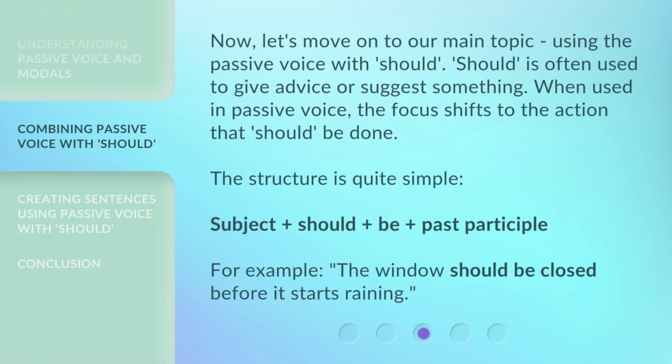Now, let's move on to our main topic, using the passive voice with should. Should is often used to give advice or suggest something. When used in passive voice, the focus shifts to the action that should be done. The structure is quite simple. Subject plus should plus be plus past participle. For example, the window should be closed before it starts raining.